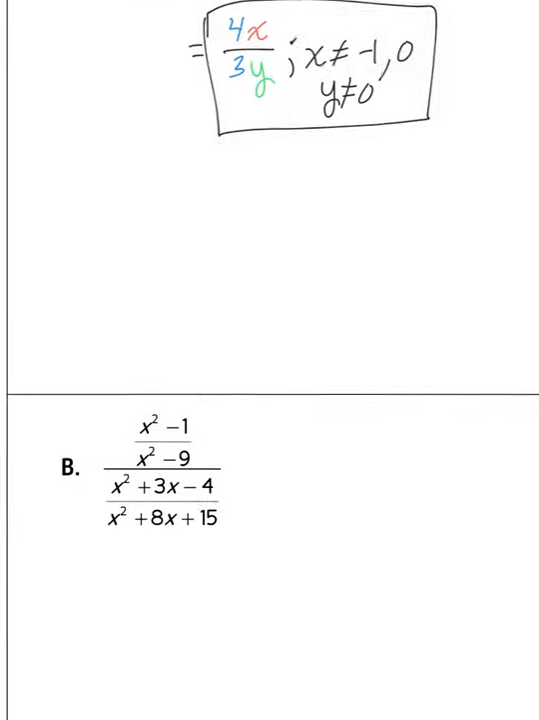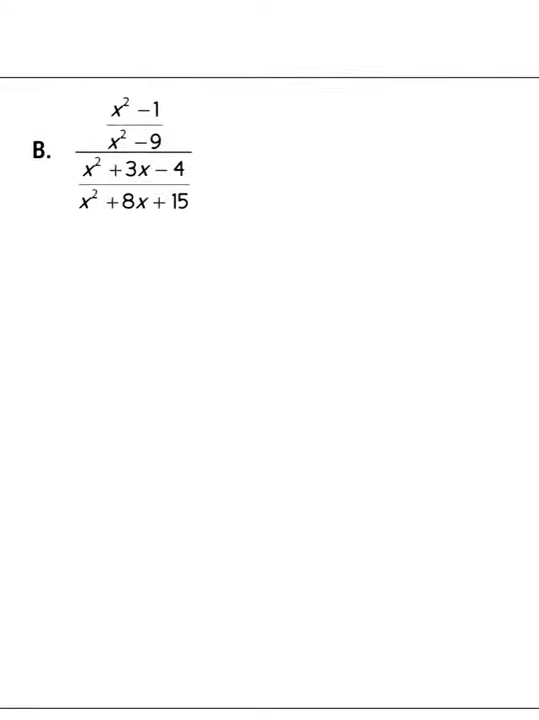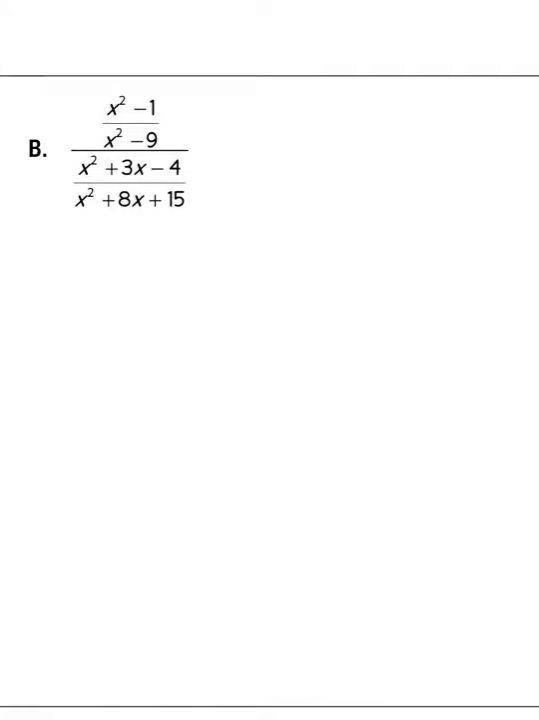So I would like you to do B. It looks difficult, but it's really not. So keep, change, flip, and then factor, cancel, write your simplified fraction and restrictions. Pause the video. Go ahead, pause it. Okay, so hopefully you actually paused the video.